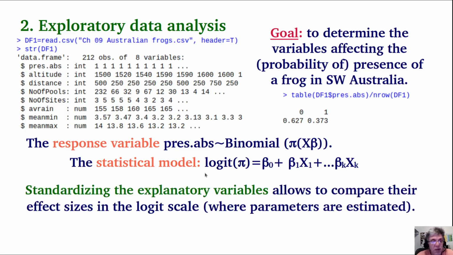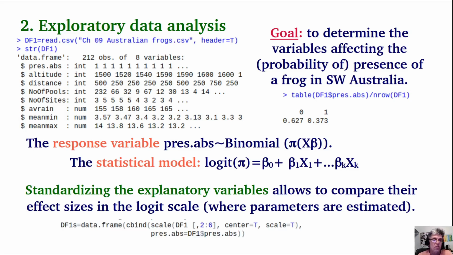So we are going to start by standardizing the explanatory variables in order to compare the effect sizes, the relative effect sizes, in the logit scale where parameters are estimated. So we simply use the command scale, we select the numerical explanatory variables. This renders them to a mean of 0, a standard deviation of 1, and this simply adds to this data frame df1s, s for standardized, the response variable. So now in this data frame df1s, we have all the scaled, standardized numerical explanatory variables and our response variable.